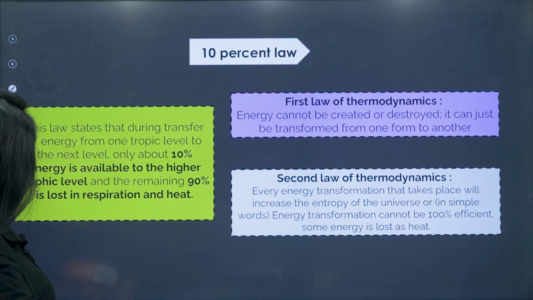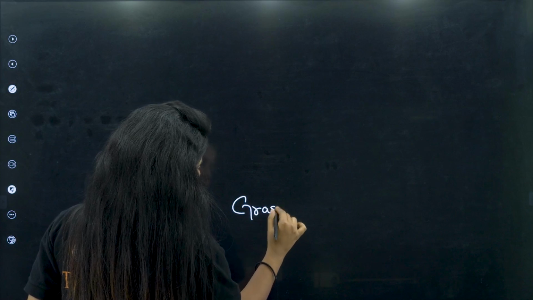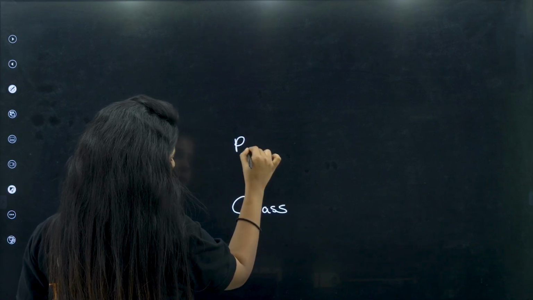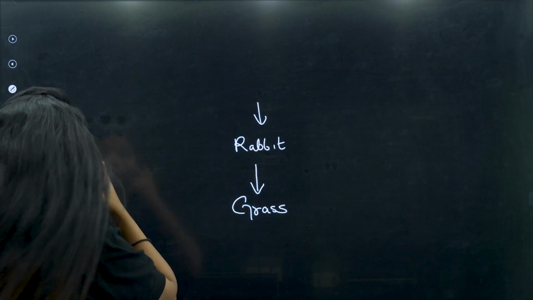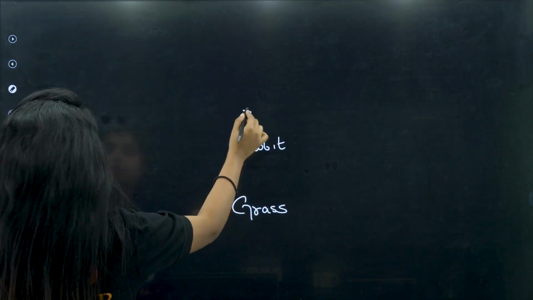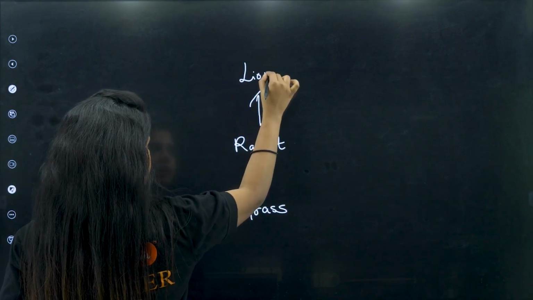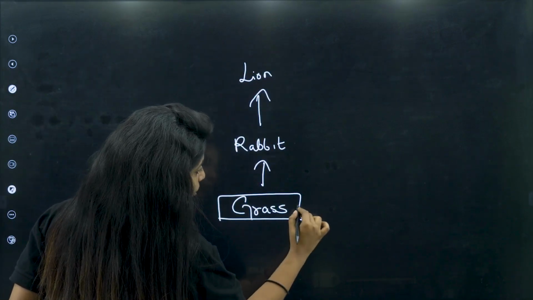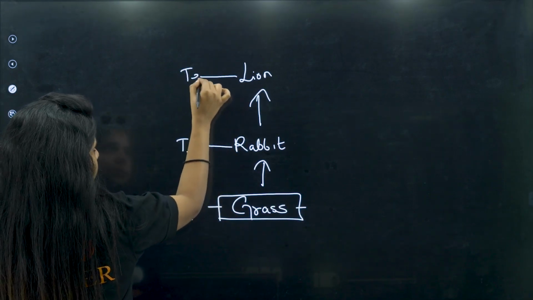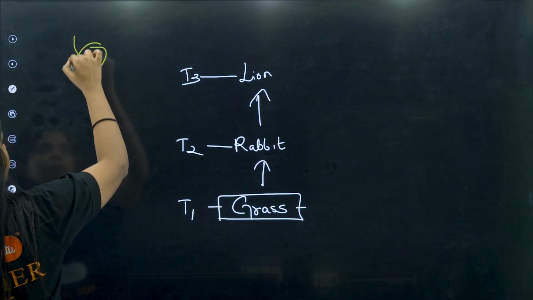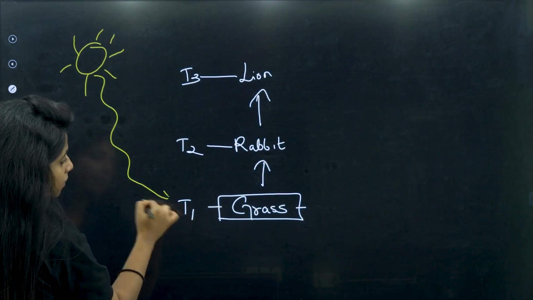I will make it really easy for you to understand. So there is grass, and feeding on it there is a rabbit. Suppose the rabbit is being eaten up by a lion. I usually do not put arrows like this, I always forget. So grass is on the producer level, that is T1 stage. This is T2 and this is T3. Now there is the sun, there is energy from the sun which is taken up by grass.